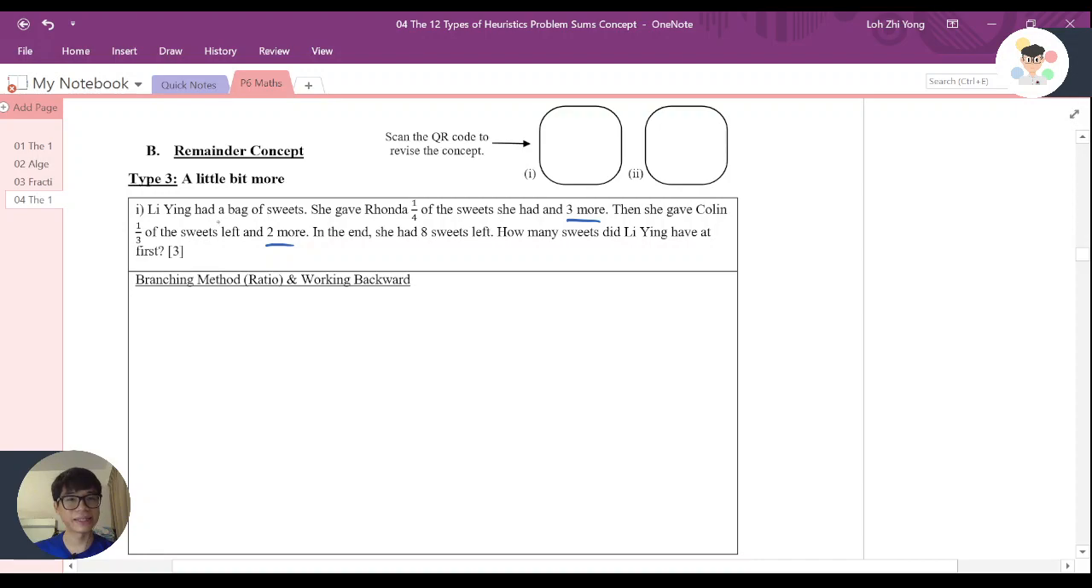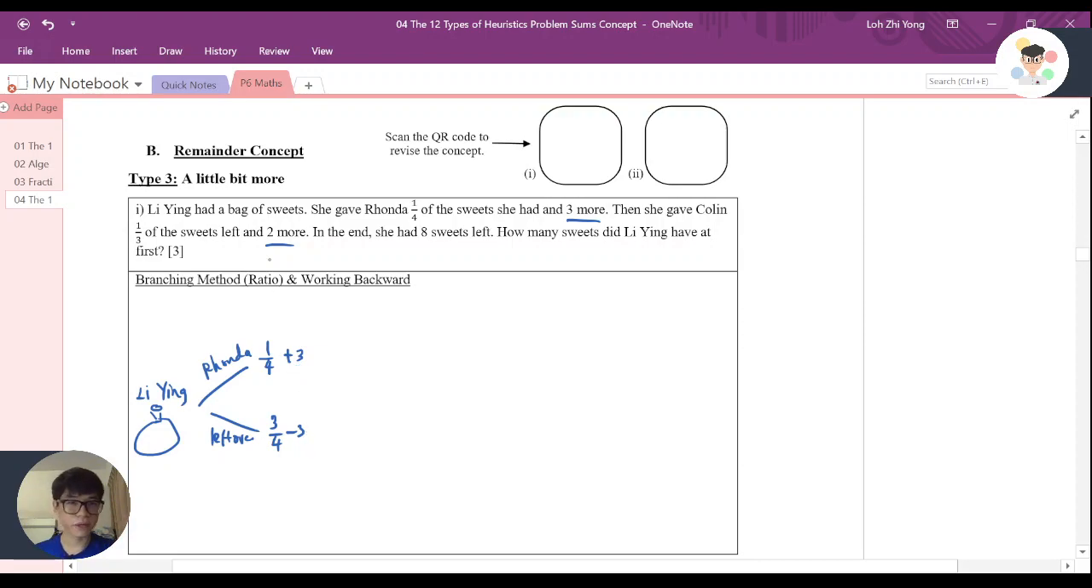Now, here it says that Li Ying had a bag of sweets. So I know that this person is called Li Ying, and she had a bag of sweets. Let me just draw a bag of sweets. And she gave Rhonda 1/4 of the sweets, then plus 3 more. Although I put here 1/4, it doesn't mean 1/4 plus 3 straight away. We know it's 1/4 unit plus 3. After giving Rhonda, I have leftover, or I should say the remainder. It will be 3/4, but I will minus 3. Does that make sense? Because I have 3 more here, so I need to minus 3 here.